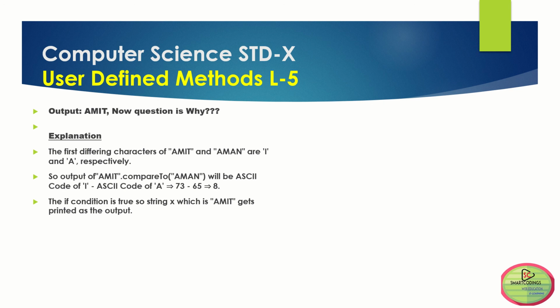So keep in mind, students, it checks the lexicographic difference, alphabet wise. So A and A must be the same over here. The difference starts from I and A. The ASCII value of I is 73, and in Aman, A's ASCII value is 65. The difference is 8 over here. So this string is bigger, as we are subtracting 73 minus 65. So the if condition gets true, and it will print Amit as the output.